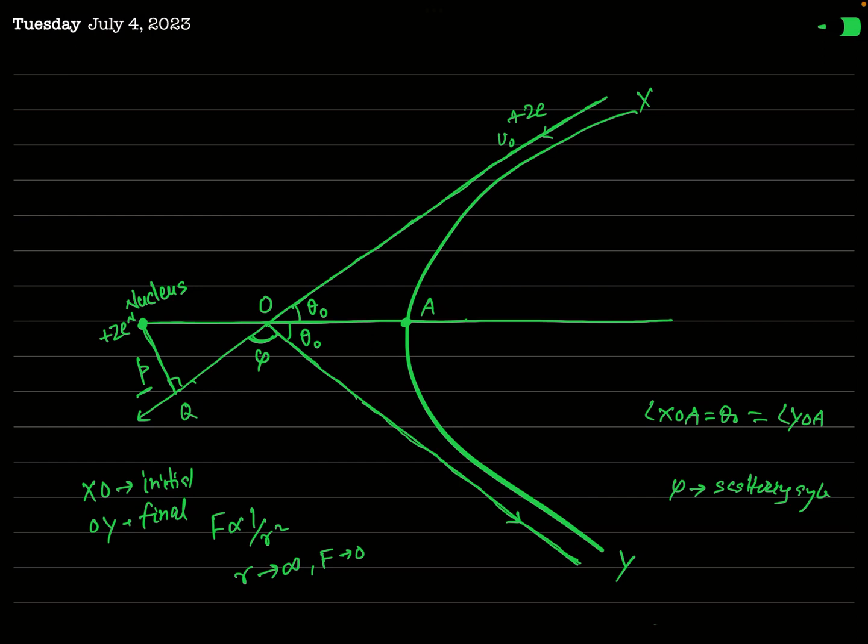Now see the geometry of this figure. If you want to relate the angle of scattering phi to this angle theta naught, you can see that phi will simply be equal to pi minus 2 theta naught. See the figure. This whole angle is equal to pi, and when you subtract 2 theta naught from pi, you get phi. So the angle of scattering is related to theta naught by this relation: phi is equal to pi minus 2 theta naught.